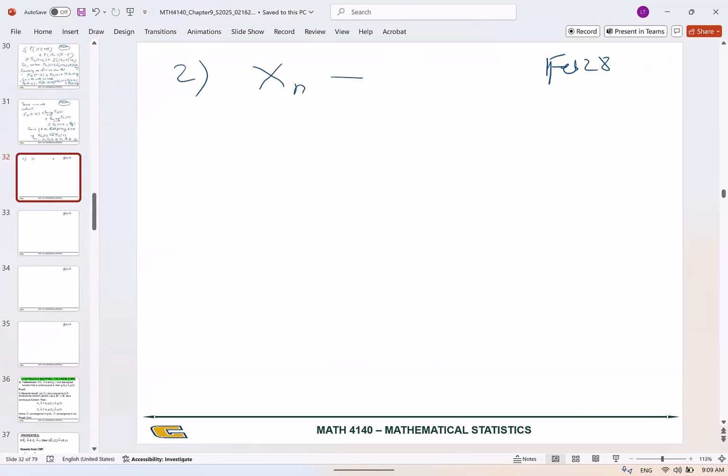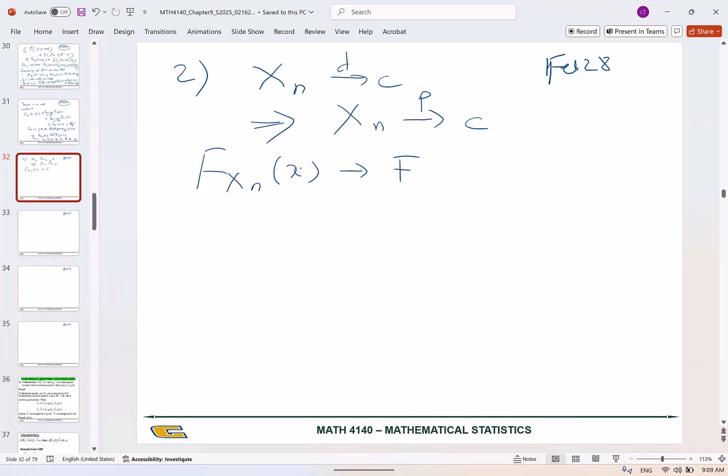We have Xn converging in distribution to C, and we need to prove that Xn converges in probability to C. In order to do that, we need to know what we have and what we need to do. What we have is that Fn(x) converges to Fc(x).